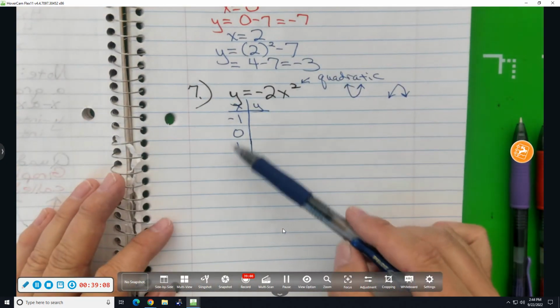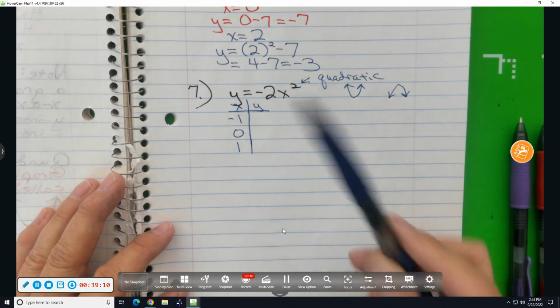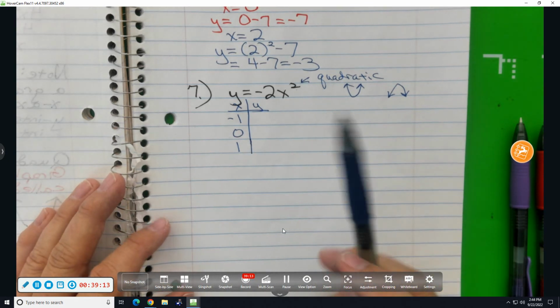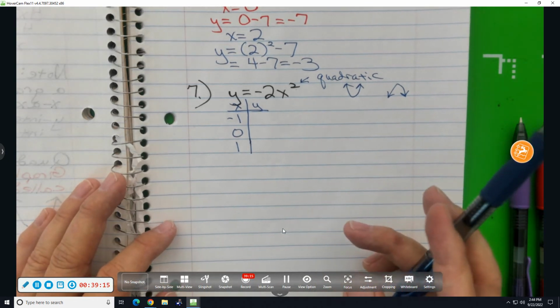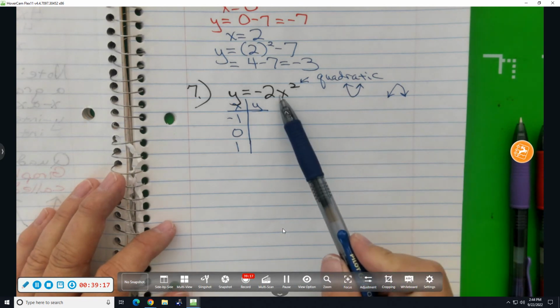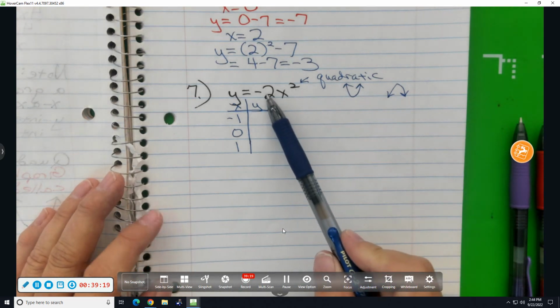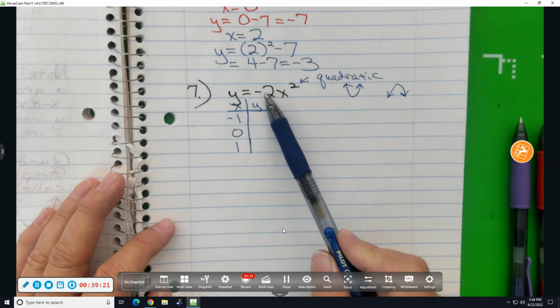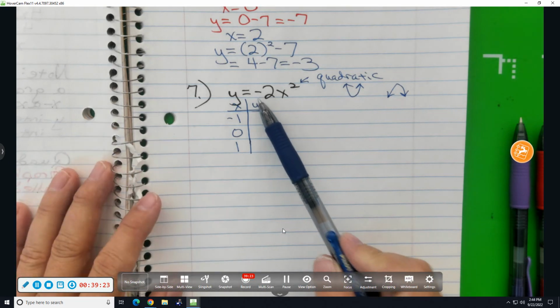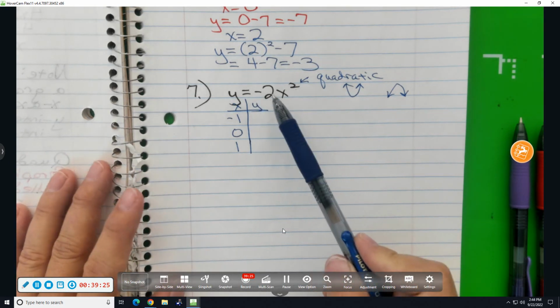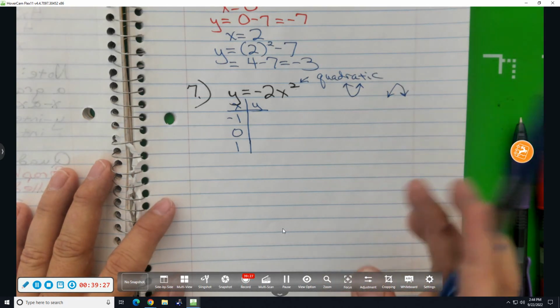I want to make sure that the y values I get fit on that xy grid. I think even if we had used 5, we'd get 25 times negative 2. That's negative 50. Can't go down negative 50 units on that grid. They're only giving you 10 units in each direction.